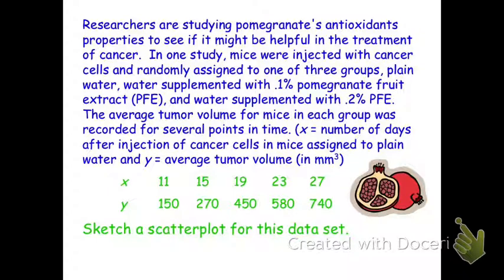So then what they did is they measured the number of days. So your X is the number of days after injecting the pomegranate. The whole pomegranate? Yes, the entire pomegranate. That's when the mice died.